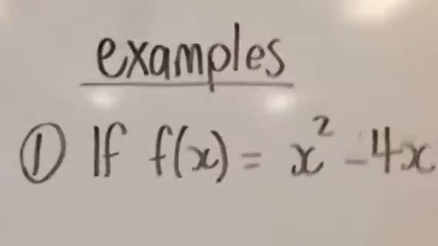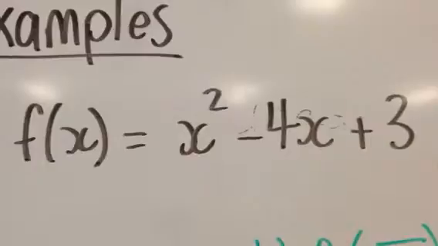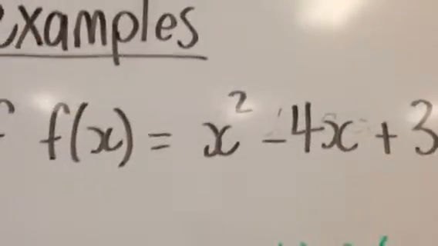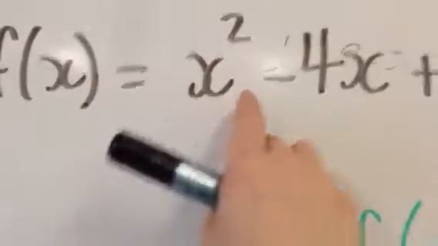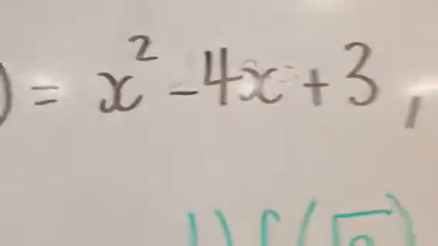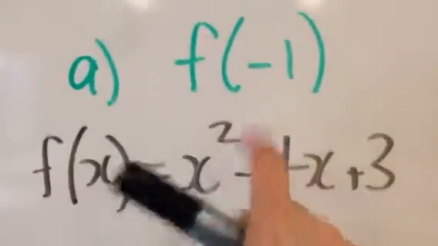Let's look at our first example. We have the function f(x) equals x squared minus 4x plus 3. Now what will happen is we will actually input an x value and substitute it in here every time we have x and then get an output. So let's look at the first one. Well, what if our x value is -1?